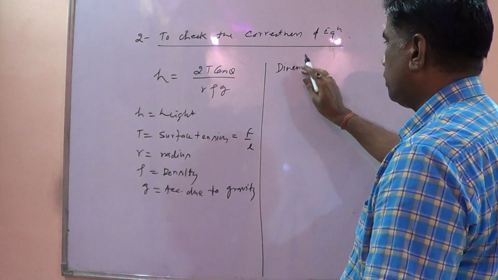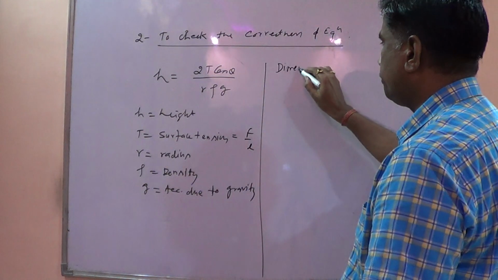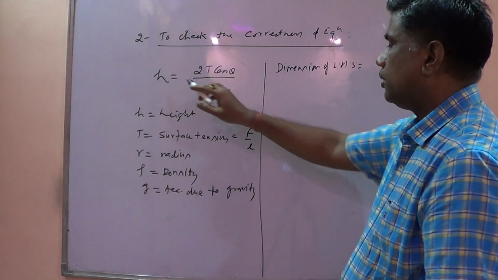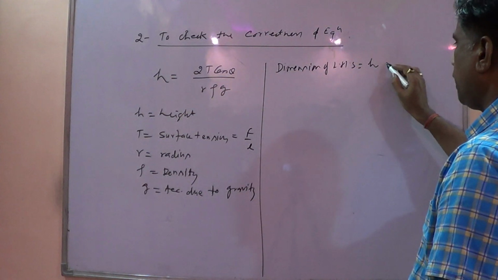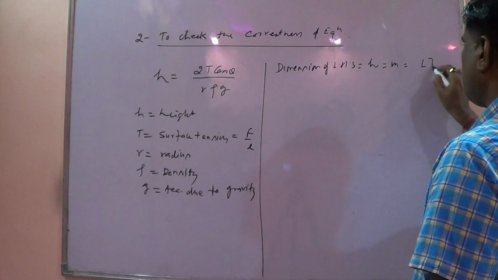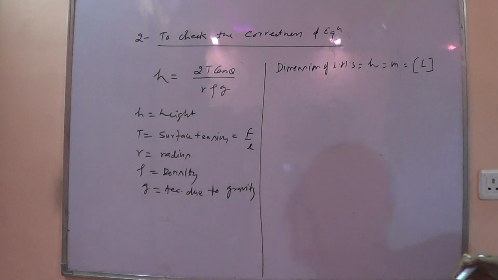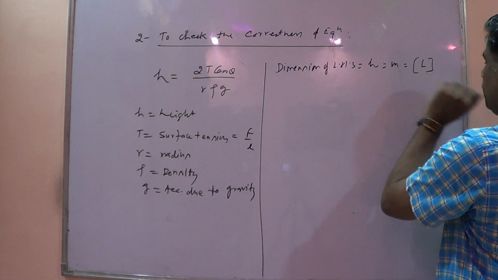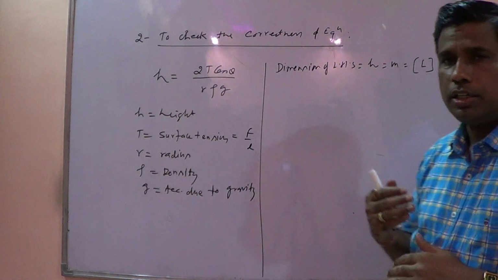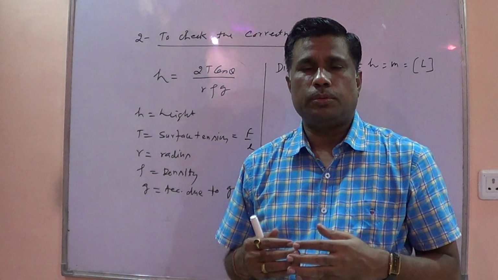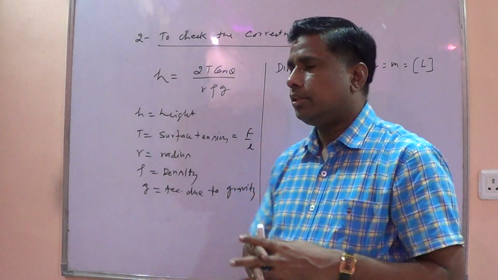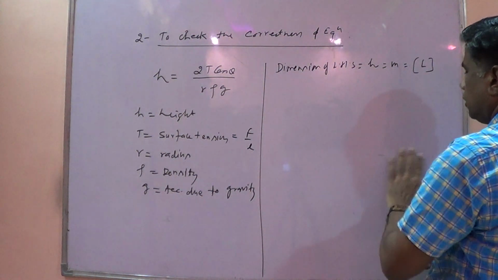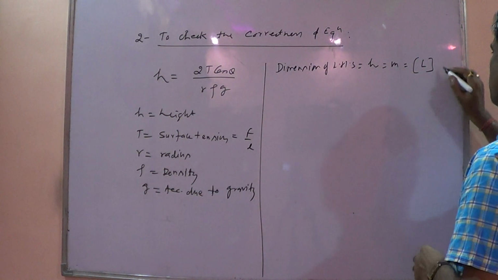See, dimension of left hand side. First I will write this left hand side h, its unit is meter and dimension is capital L. Students, it is not necessary that you always write the unit and then the dimension. You can directly write the dimension, but being a teacher, I have to explain things in detail. That's why most of the time I am writing the unit, then writing the dimension. Let this be equation number 1.